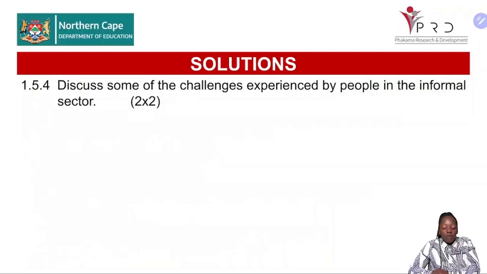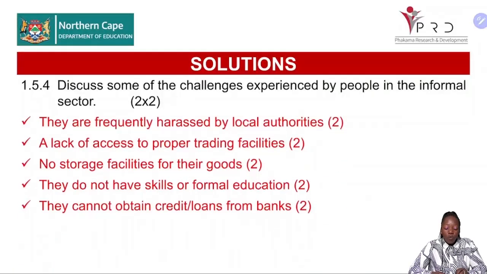Then your 1.5.4, this is where you are supposed to discuss some of the challenges that are being experienced by the people in the informal sector. So there is quite a number of challenges. Number 1, they are frequently harassed by the local authorities. Remember, their businesses are not registered. They do not have licenses or permits to run their businesses. So therefore, the local authorities, in terms of the police, take advantage of that.